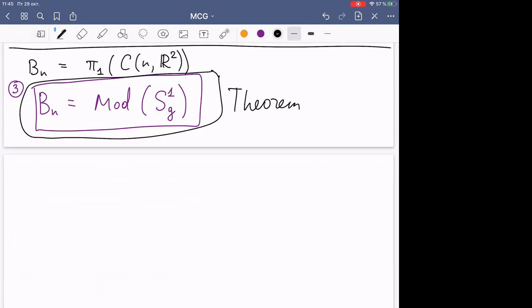First of all, sorry, something is written incorrectly here: on the left it depends on n, and on the right it does not depend on n. Yes, sorry. For braids, the parameter is usually denoted by n. It is better to write here: I'm sorry, here we have n, and here we have g.